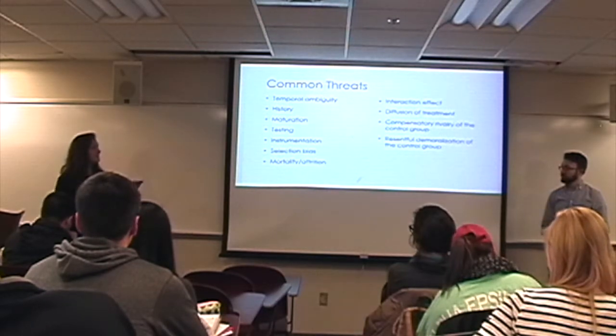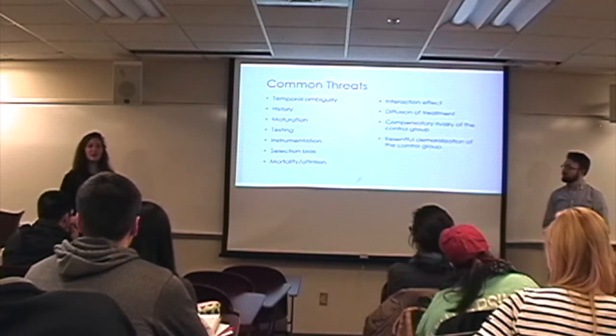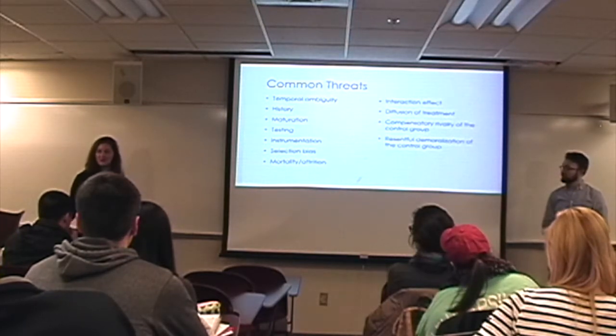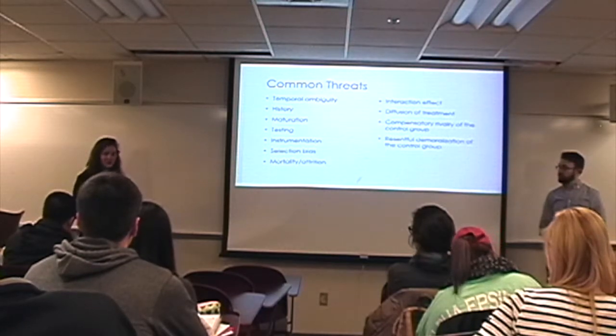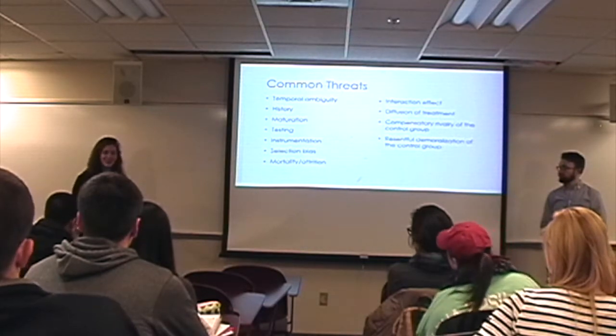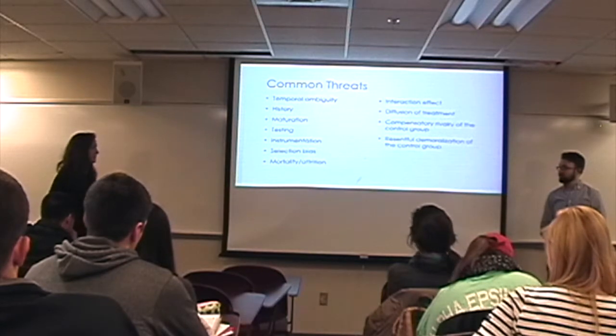And then in the same way, compensatory rivalry of the control group is when they overperform because they want to be like the treatment group. So like in testing, if you know that you're in a control group and you haven't received this high quality education, then you might have studied a lot before you take the test. And so then you perform better on the exam without the treatment, even though you were in a control group. So those sound like probably the most frightening, but they're easy.